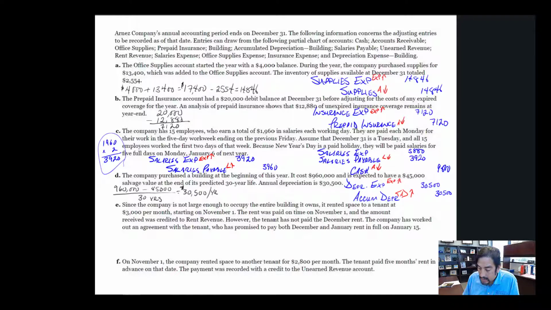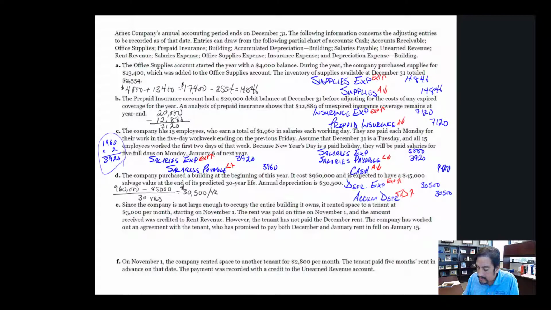The company is not large enough to occupy the building it owns. It rented space to a tenant at $3,000 a month starting on November 1st. The rent was paid on time on November 1st, and the amount received was credited to rent revenue. So that journal entry is not important here, but that journal entry was a debit to cash because we received the cash of $3,000, a debit to cash for $3,000, and a credit to rental revenue. But that's not what they're asking us.